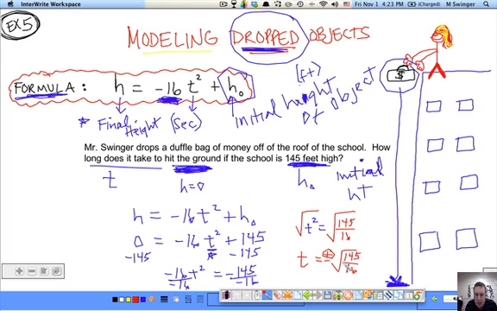So put this in your calculators. Square root of 145 divided by 16. Enter. And you should get a number, 3.01 seconds. Okay, 3.01. That's the time. There you go. That's how you do these problems.